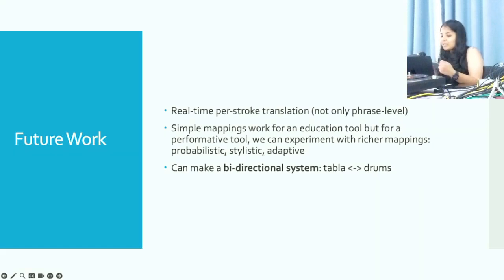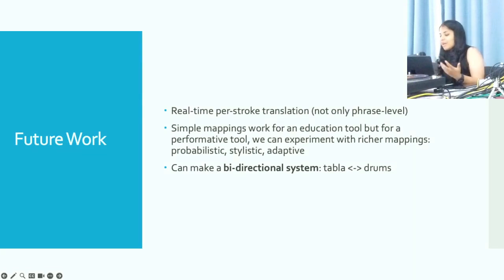And right now I've kept the mappings very simple, like it's a 1-to-1 mapping between tabla and drums, which can be more stylistic and probabilistic. But for now, I felt that it was better because I wanted to focus on the tabla patterns rather than the patterns in the mapping between tabla and drums. Ultimately, I would like to take it to the point where tabla and drums can go back and forth. Right now, it's just tabla to drums, but ideally I would like to do drums to tabla and to multiple percussive instruments.